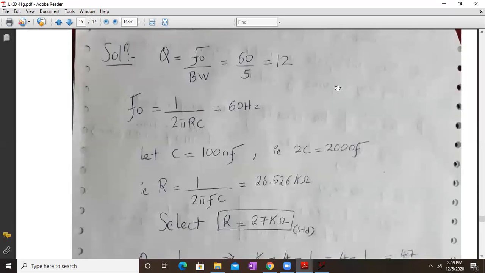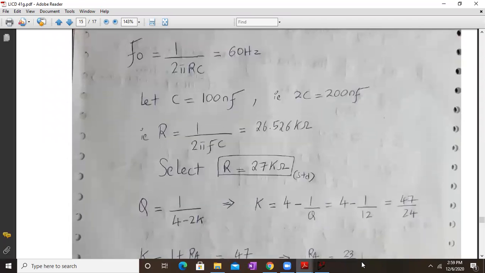Now f naught is also given by 1 upon 2 pi RC, that is 60 hertz. So from here, let us say that the value of C is 100 nanofarad, so 2C will be 200 nanofarad. So we can calculate the value of R. It comes out to be 26.526 kilo ohms. We can take the nearby standard value as 27 kilo ohms.